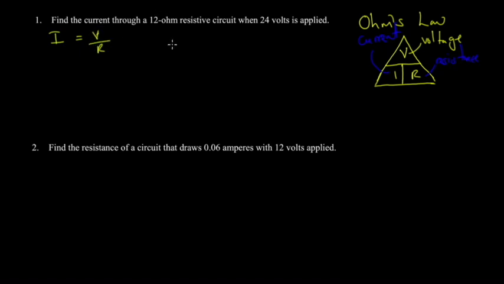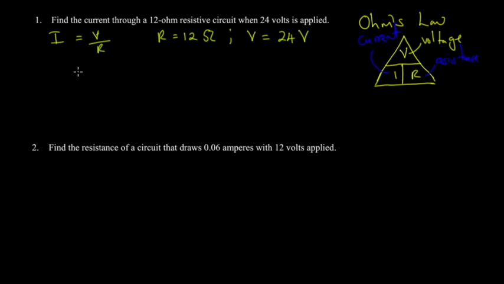Okay, so what details are you given? You're given this ohm, that's the unit for resistance. So R is equal to 12 ohms. This is the omega symbol, a Greek letter. That's what we use for ohm, for omega. And V is equal to 24 volts, just like what we're given.